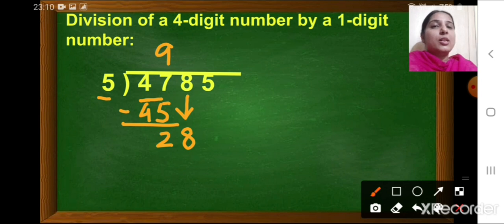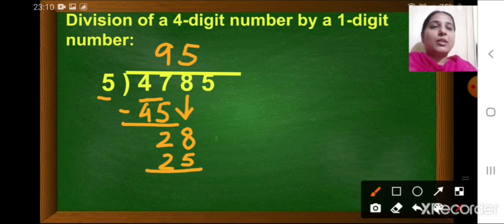Now say the table of 5, children. How many times 5 will give you 28 or less than 28? So 5 5s are 25 and 5 6s are 30. So 5 6s are 30, which will be more. So 5 5s are 25. Now 8 minus 5 will give you 3, and 2 minus 2 is 0.